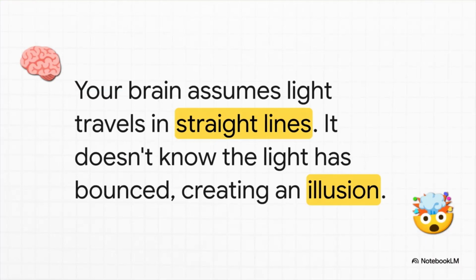You see, your brain has learned a very important shortcut over millions of years. Light travels in straight lines. It sees a ray of light coming into your eye, and it just assumes that ray has been traveling in a straight line forever. Your brain doesn't know about the law of reflection. It has no idea the light just did a bounce, and that's where the illusion starts.